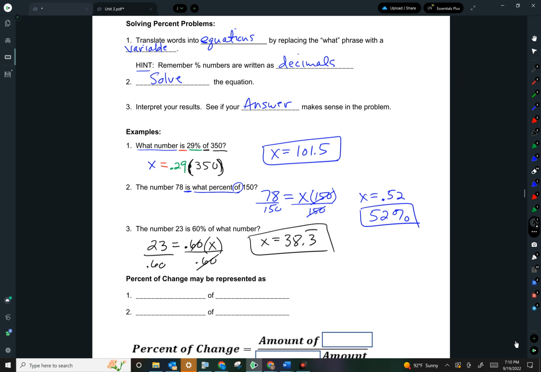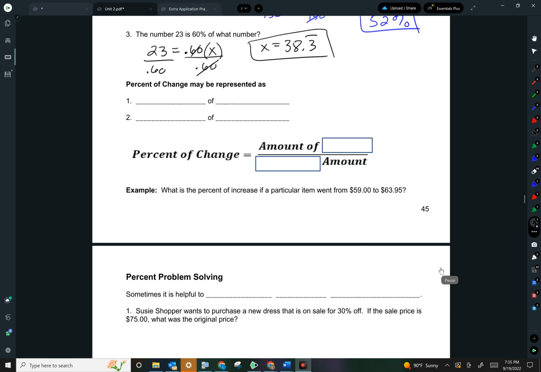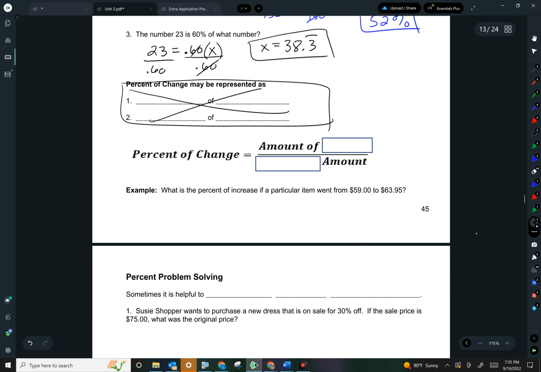Next type. Okay, so let's do one more type of problem. This is called percent of change. I don't really think that we need this box right here, so we'll ignore that part. Let's go down to right here where it says percent of change.